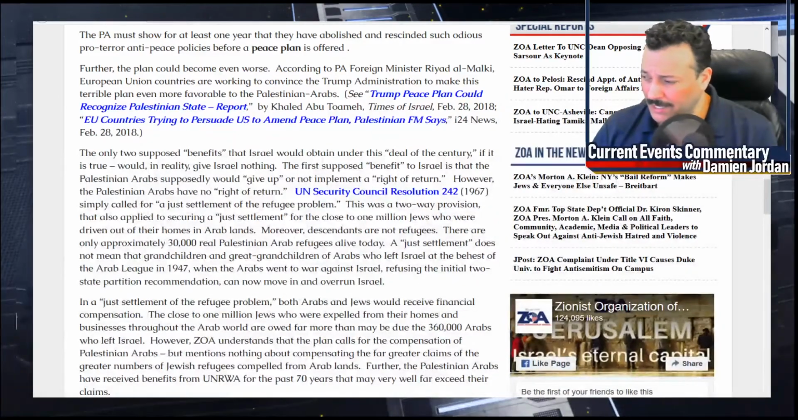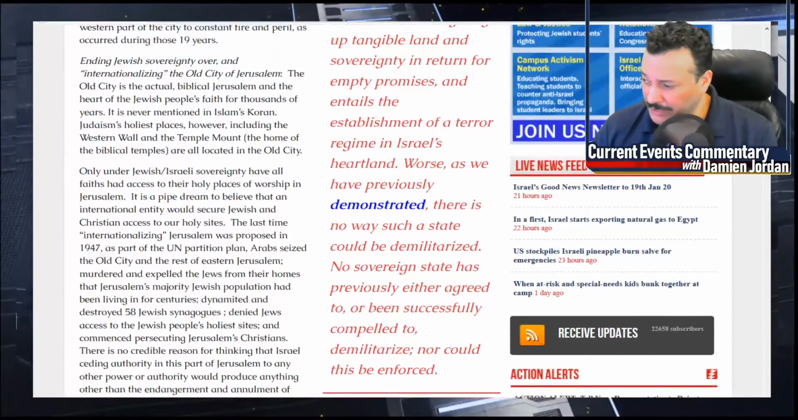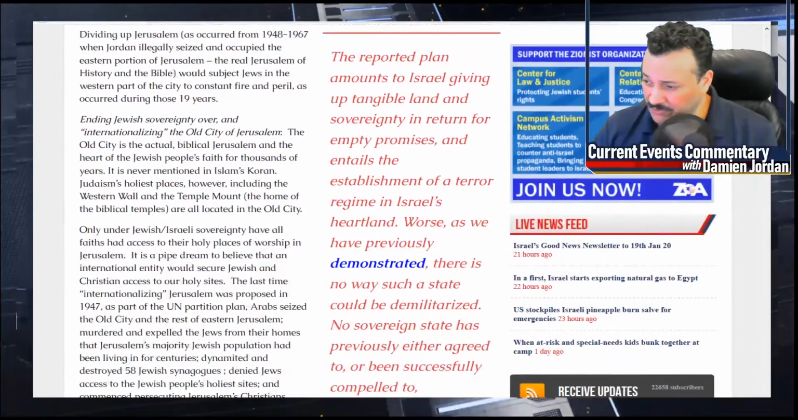I'm going to scroll back up to a call-out body of text here that really captures the essence of one of the salient points in the article. The reported plan amounts to Israel giving up tangible land and sovereignty in return for empty promises, and entails the establishment of a terror regime in Israel's heartland.